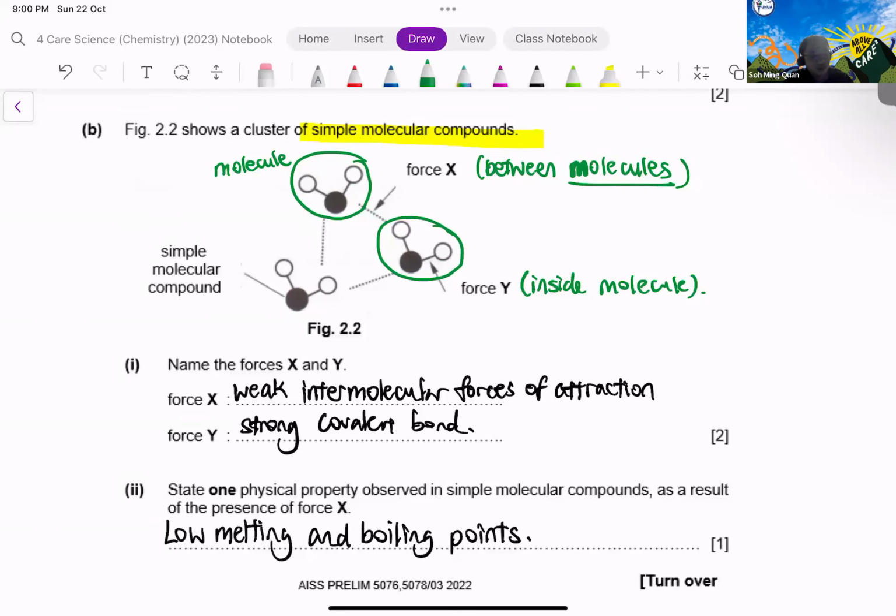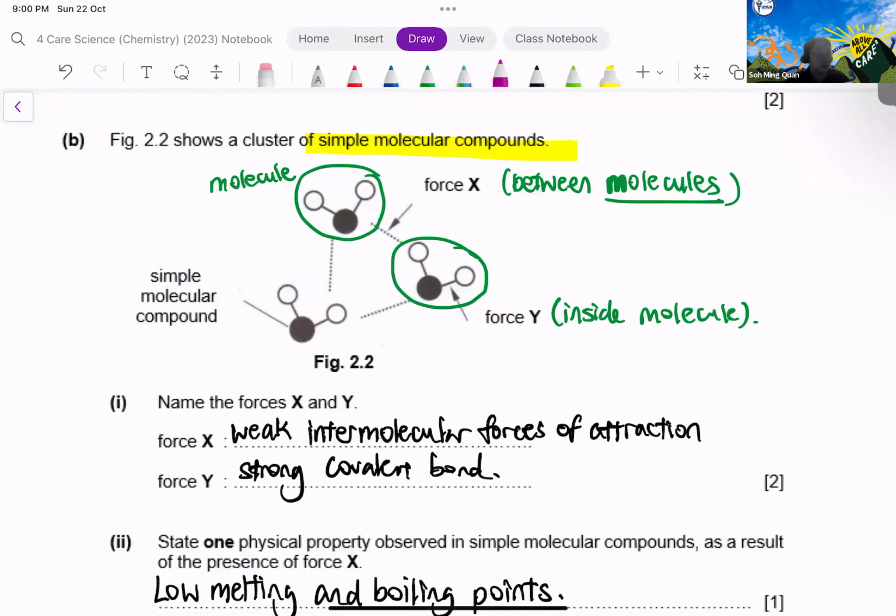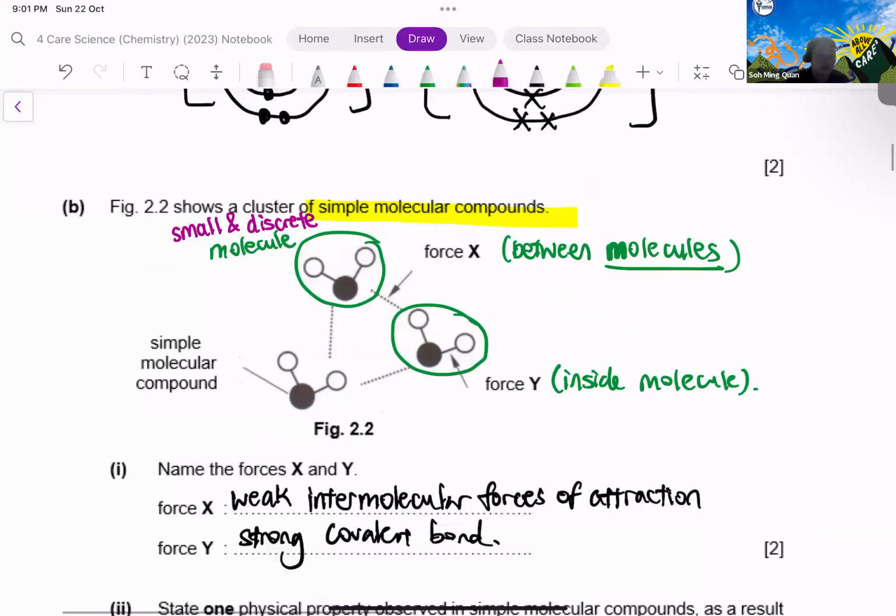Next, in a simple molecular structure like this one, we will say that the molecules are small and discrete. Okay? Now, I believe the word small, you probably understand it. Small just means that it doesn't have a lot of atoms. Okay? So like H2O is a small molecule, CO2 is a small molecule, O2, small molecule, HCl, also small molecule, right? But the word discrete may not be a word that you fully understand.